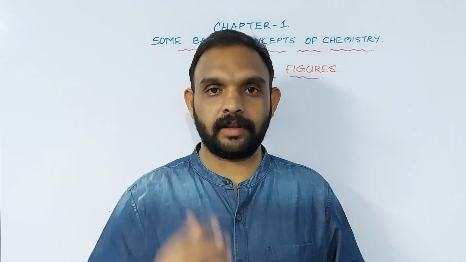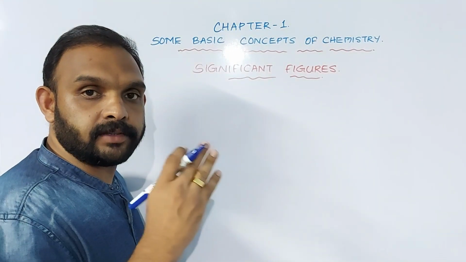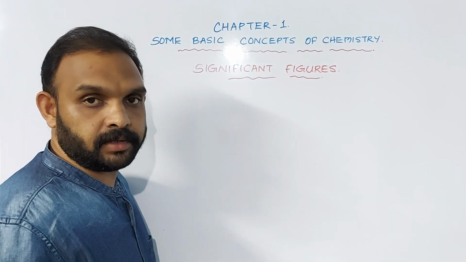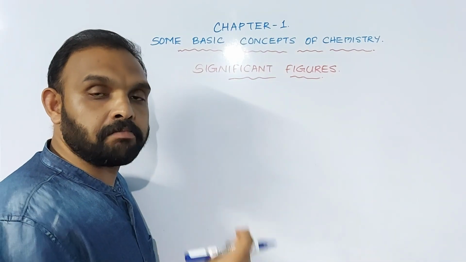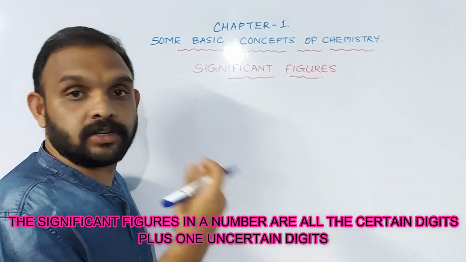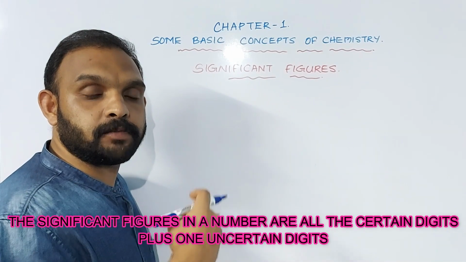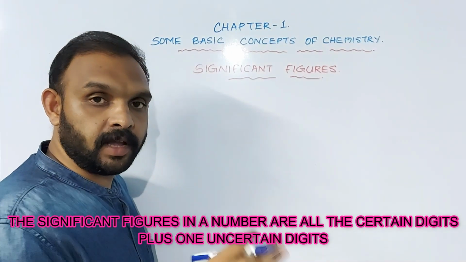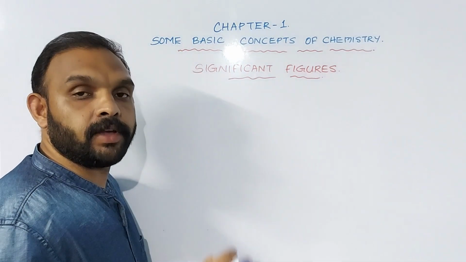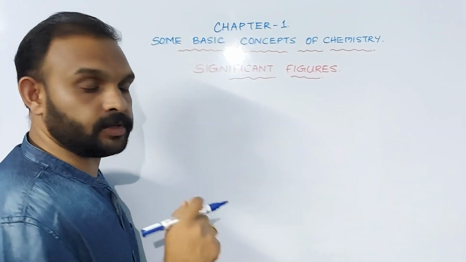So let us see what a significant figure is. A significant figure is the certainty as well as uncertainty of the numbers. The number which is placed before the decimal is considered as certain, and the number which is placed after the decimal is considered as uncertain. To study significant figures we have to follow some rules. Let us see what the rules are.